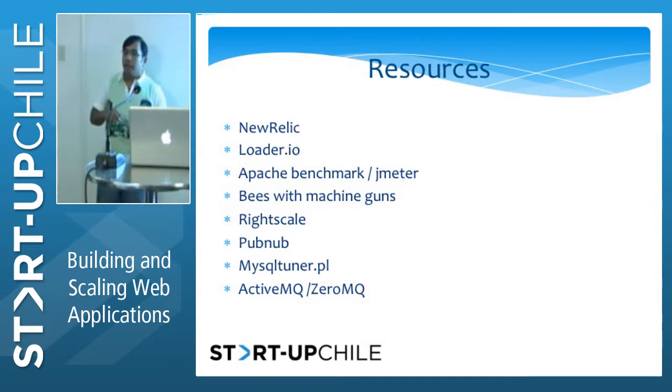Then one of my favorites is PubNub. Let's say you have an application which has a mobile interface and a web interface, and you want to do a lot of message passing, which should be very fast. You can just outsource it to PubNub. It's much easier.